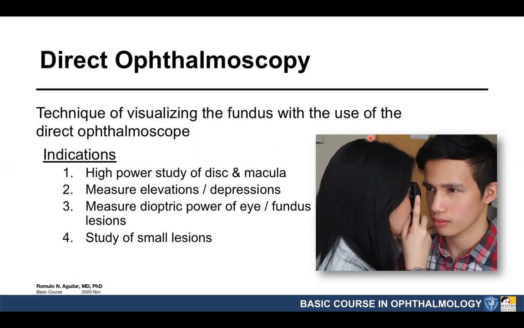You can measure the dioptric power of the eye, meaning to say by focusing and turning the focusing wheel of the ophthalmoscope, you can determine whether the patient is maybe myopic or hyperopic or emmetropic. And it can be used to study small lesions because of the relatively large magnification that direct ophthalmoscopy gives.